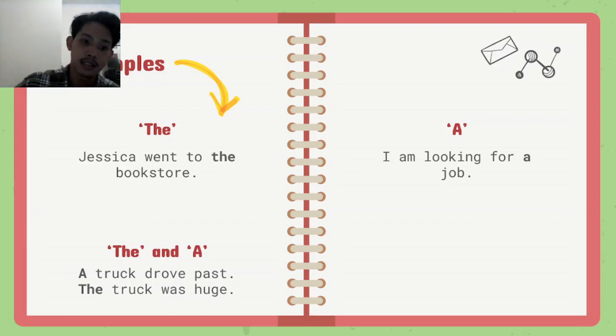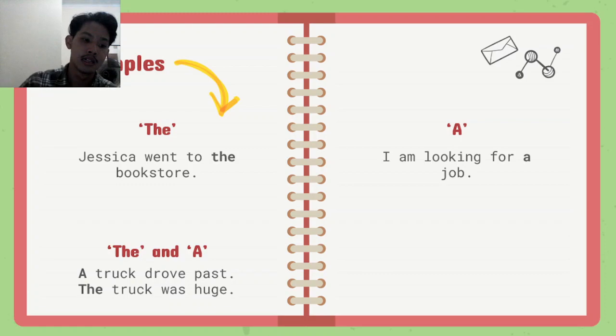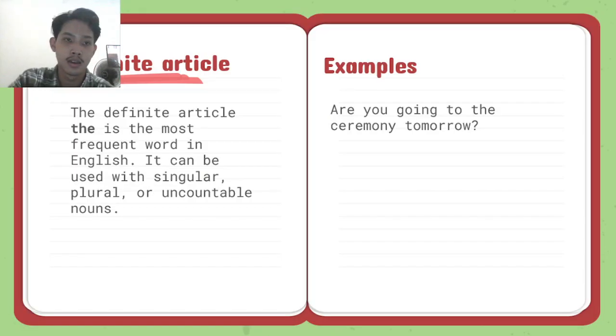And the last is the and a. A truck drove past. The truck was huge. The noun truck is introduced with the indefinite article a. After it is introduced, we can use the to refer back to the same truck. So we got the definite article.